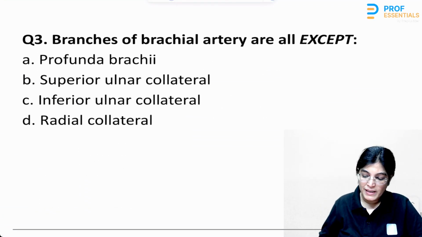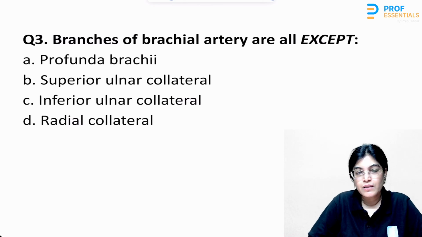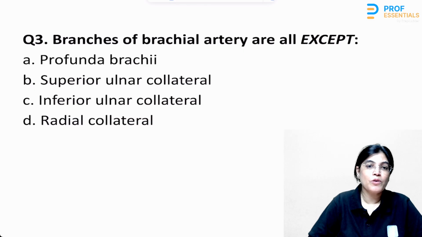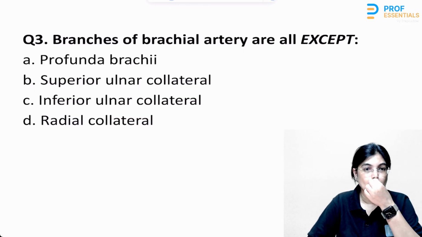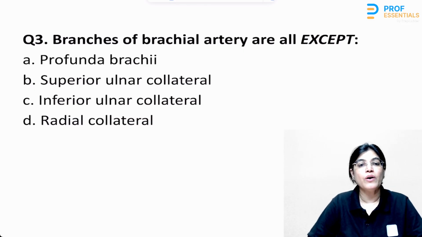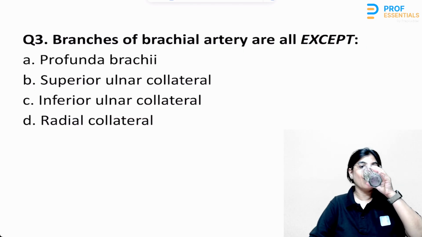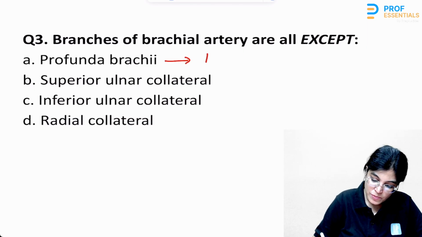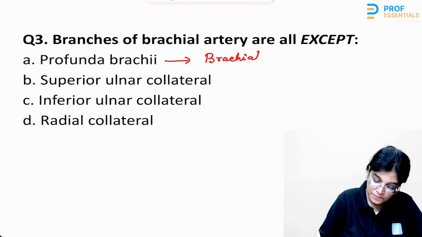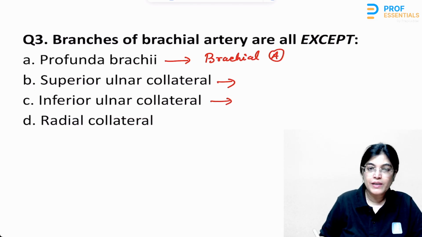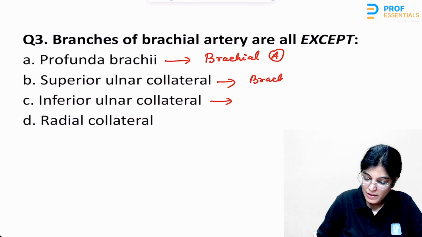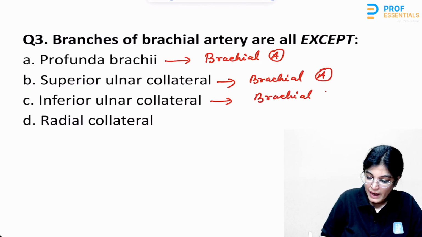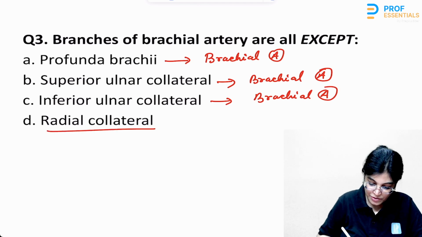Now, branches of the brachial artery are all except. The options given are profunda brachii artery, superior ulnar collateral artery, inferior ulnar collateral artery, or radial collateral artery. Profunda brachii artery is the largest branch of the brachial artery, so it can't be the right answer. Superior and inferior ulnar collateral arteries are also branches of the brachial artery, so they can't be the answer. And radial collateral artery is the right answer.